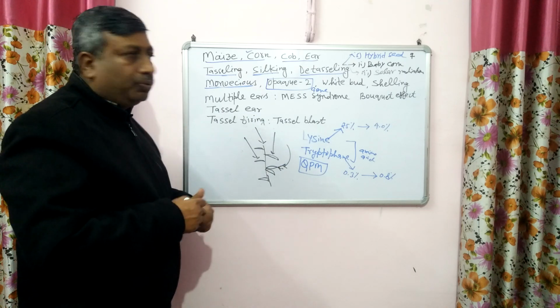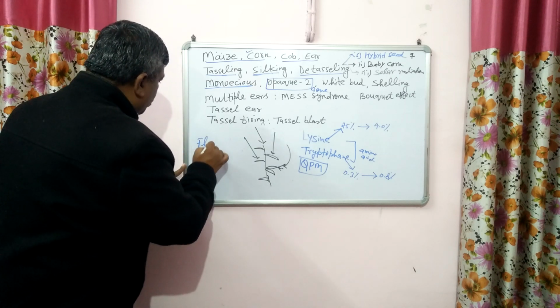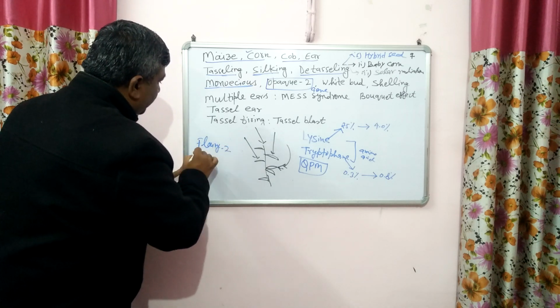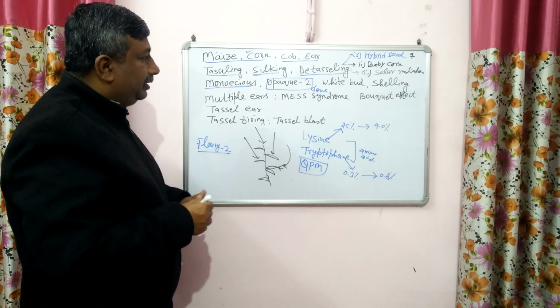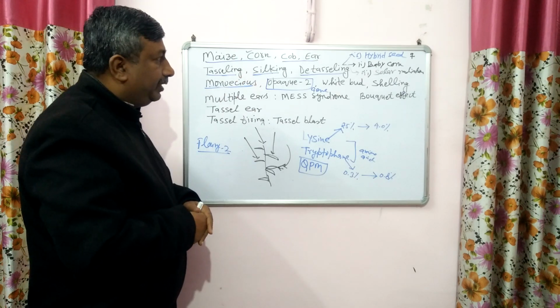There was another gene, floury 2. The floury 2 gene was also related with maize for more amino acid content, but this gene is important.